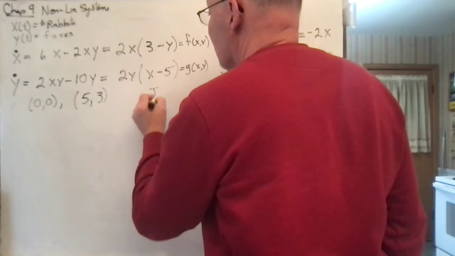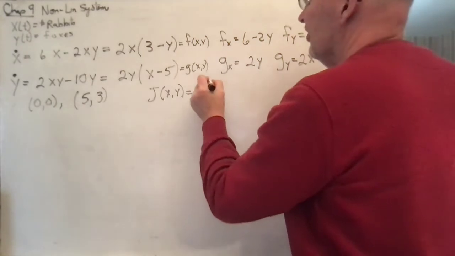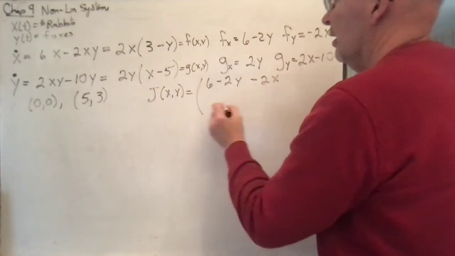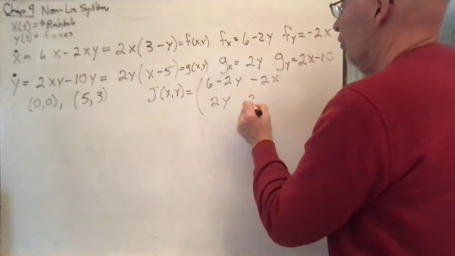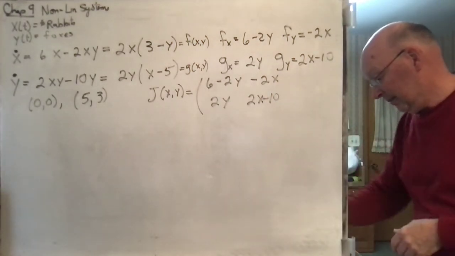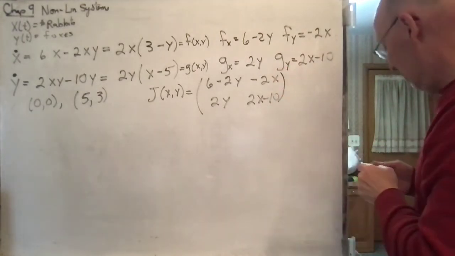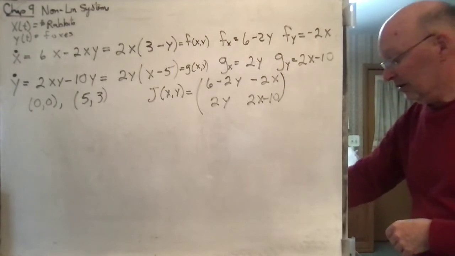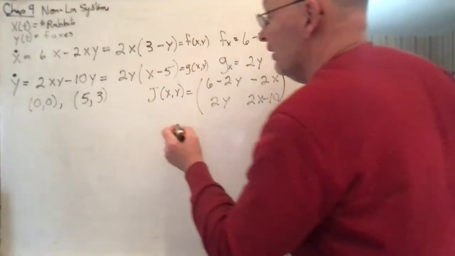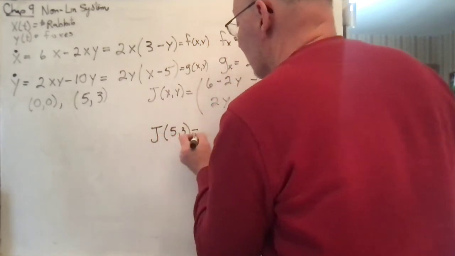So your Jacobian in general is 6 minus 2y, negative 2x, 2y, 2x minus 10. We'll get another marker again here. Okay, might be I need to go get a brand new one here. Okay, so let's do this one. Let's evaluate it at 5, 3. So the Jacobian at 5, 3 is going to be what?